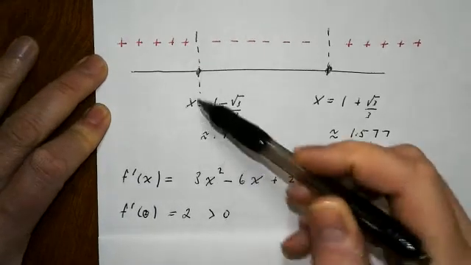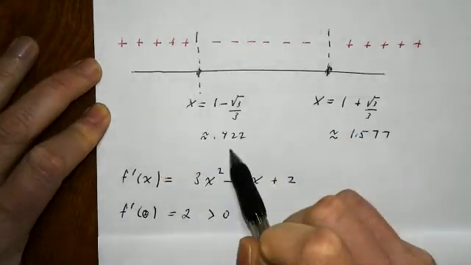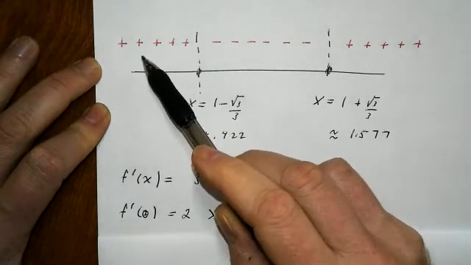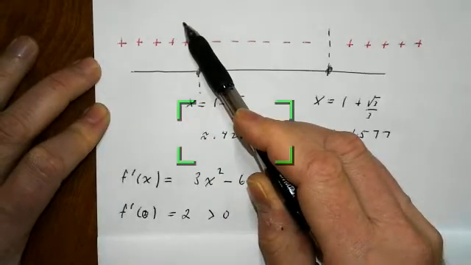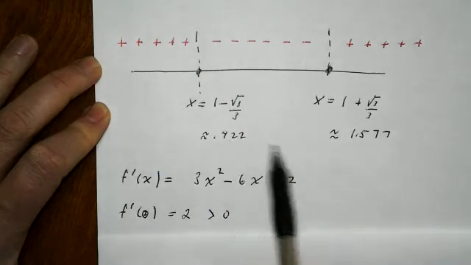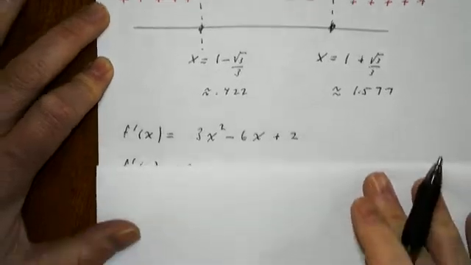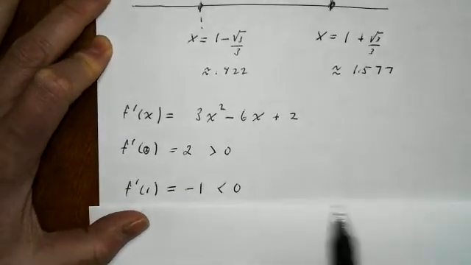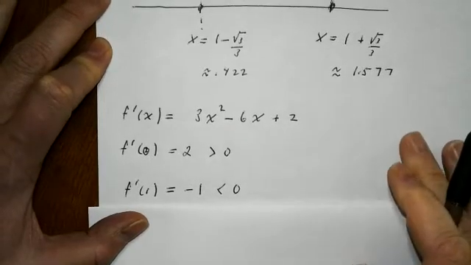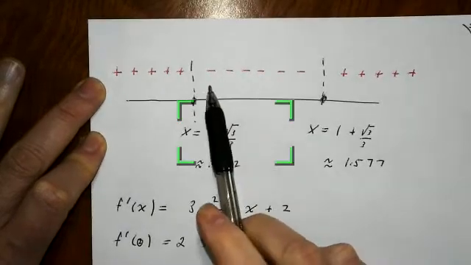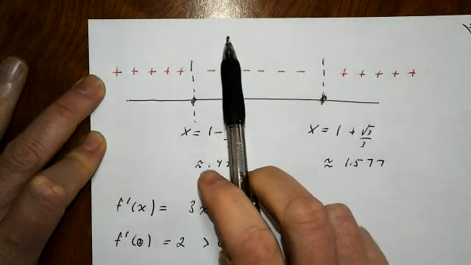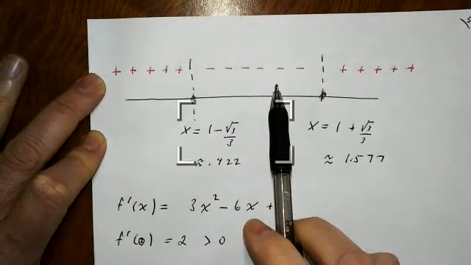Here's what that tells me. That tells me that everywhere to the left of this number, the derivative is positive. And if the derivative is positive, the function would have to be increasing, the original function. Let's choose a convenient value in here, something between these two values. 1 would be convenient. So let's plug 1 into the derivative formula. If we plug 1 in here, it will simplify to be minus 1, which is negative. That says that the derivative is negative throughout this zone, so to speak. And if the derivative is negative, the function would have to be decreasing.